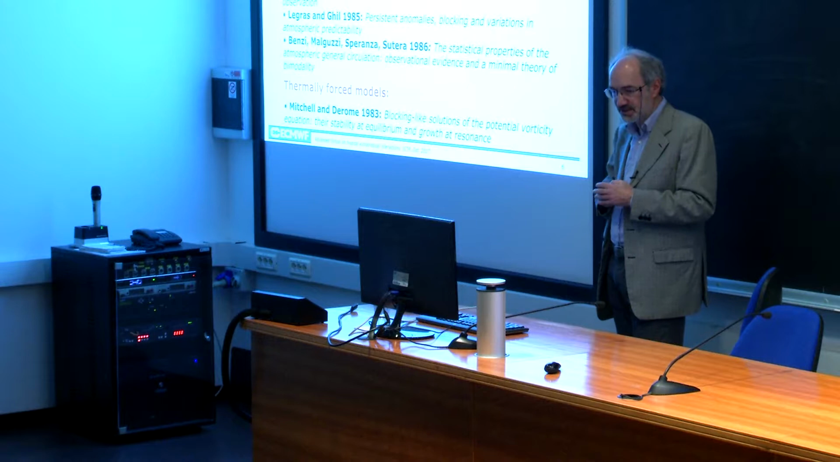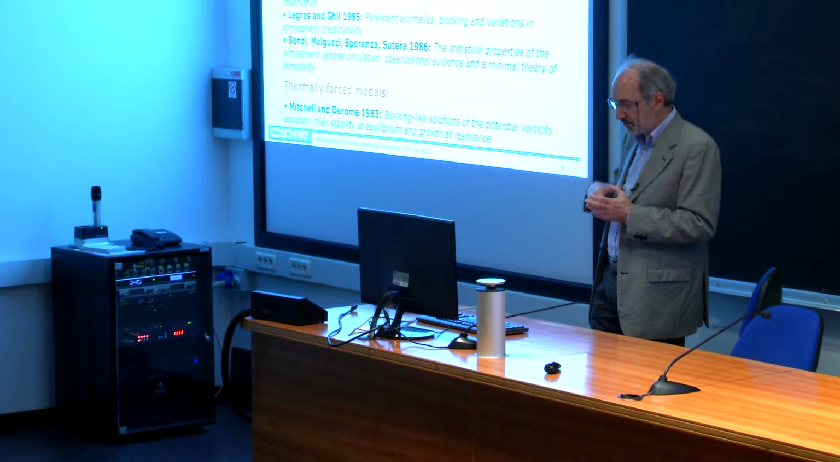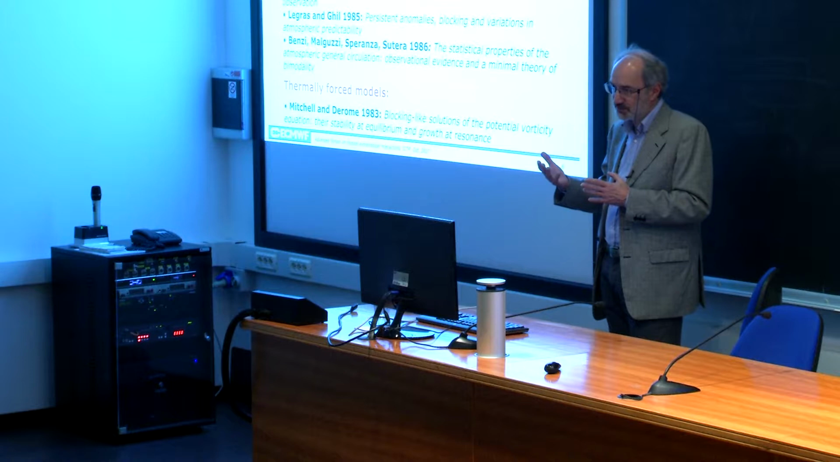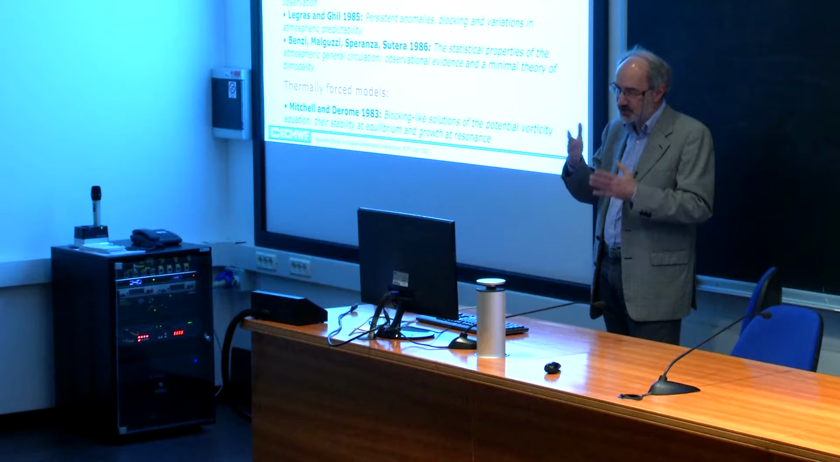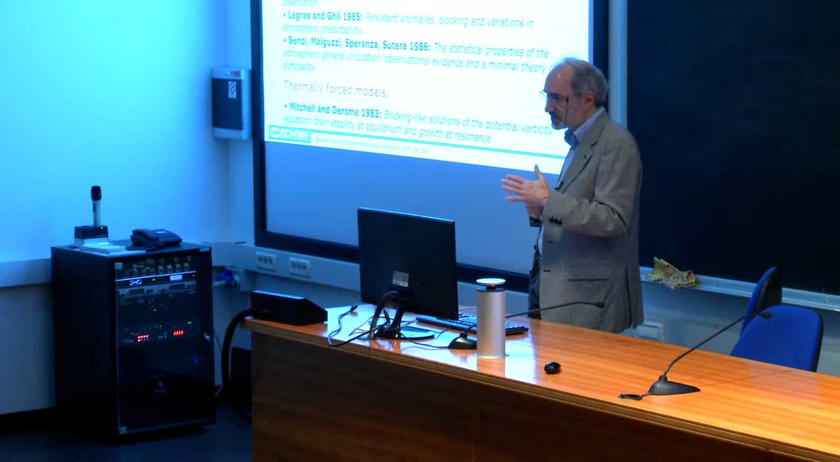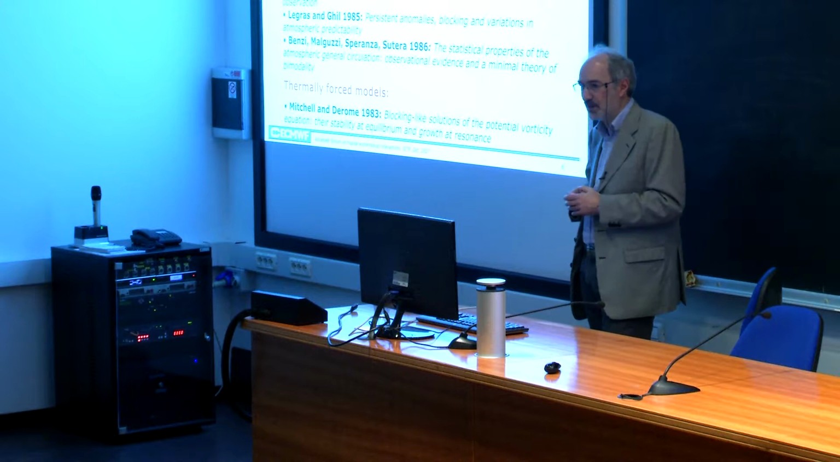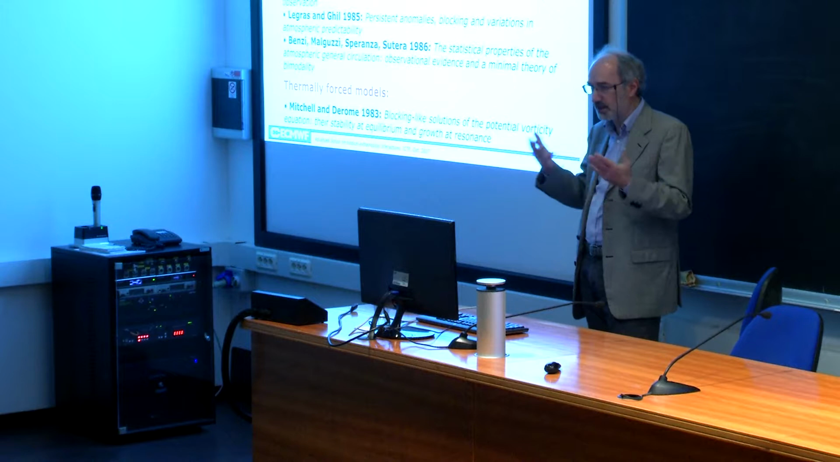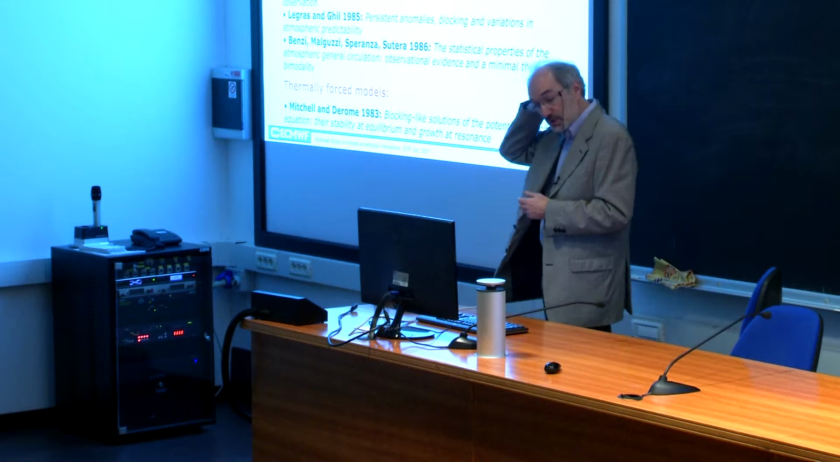And then the Italian school came with a different proposal for multiple equilibria, based not so much on the interaction between the zonal flow and the waves, but rather on some non-linearity of the wave itself, which allowed multiple equilibria. This theory came as a response to some observational studies that Sutera was doing at the time, started at ECMWF and then continued at Yale. He could not find any evidence of multiple equilibria in the zonal flow, which would contradict the Charney and DeVore theory, while he could find evidence in the amplitude of the planetary waves.